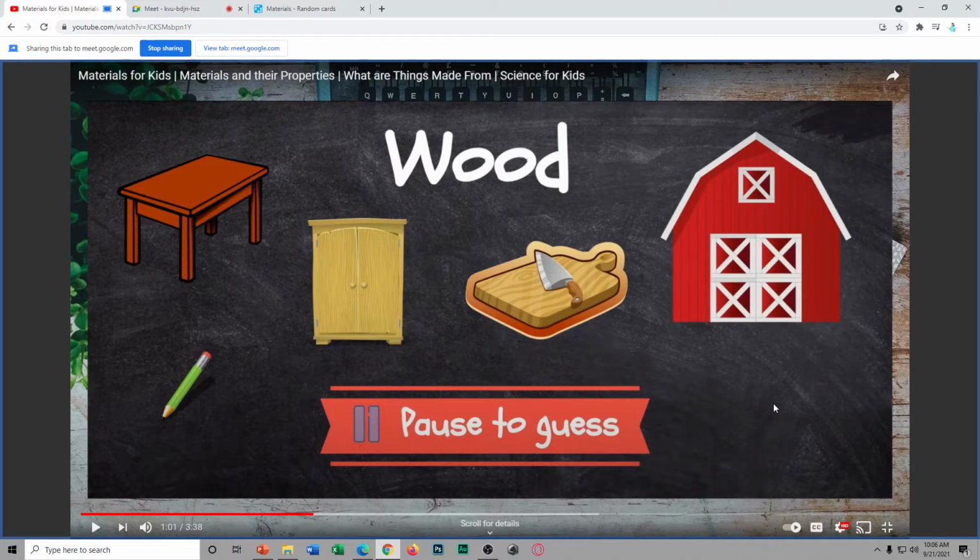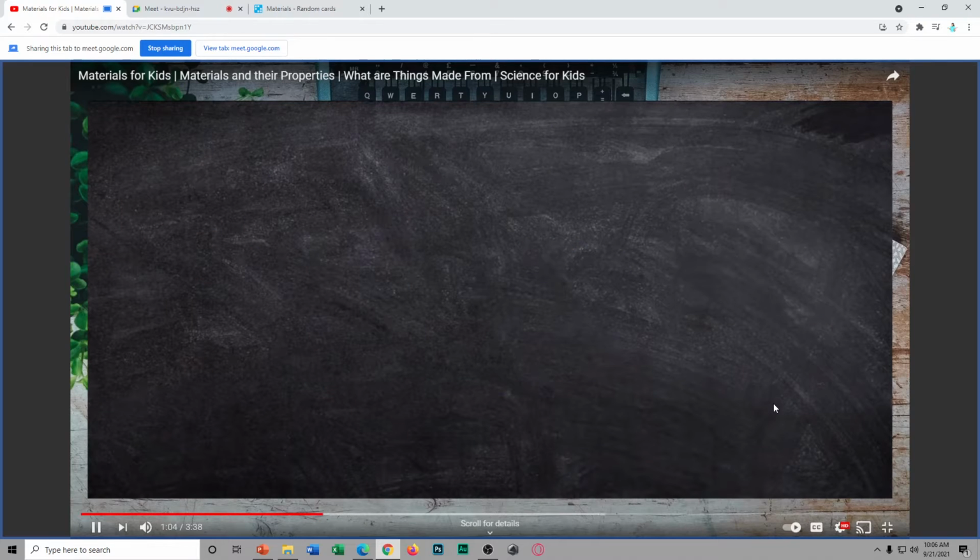Chair. Table. Table. Yes. Bed. Okay, next.